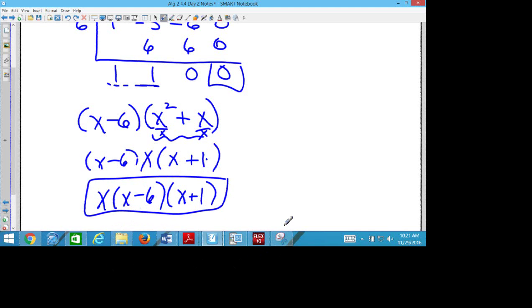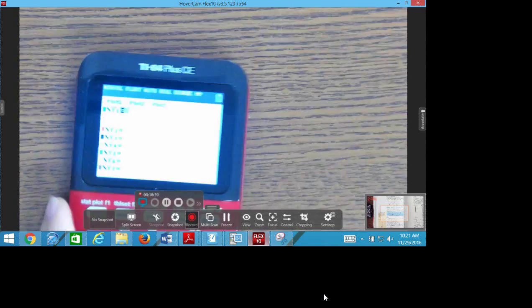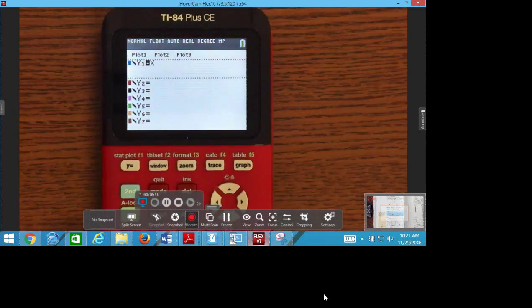Now, before we go on to our next section, I want you to just watch for a moment. I'm going to graph this equation on my graphing calculator. I'm going to graph x times x minus 6 times x plus 1.